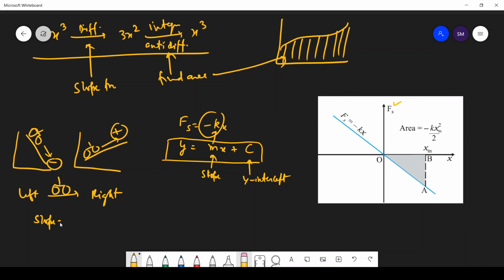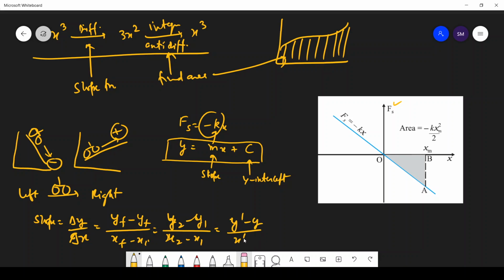And slope is the change in y-axis divided by the change in x-axis. So this is y final minus y initial divided by x final minus x initial, and you can also write it as y2 minus y1 upon x2 minus x1. You can also write it as y dash minus y upon x dash minus x. So these are the three notations you can use. If yf is greater, then xf will also be greater, then only this slope will be positive.